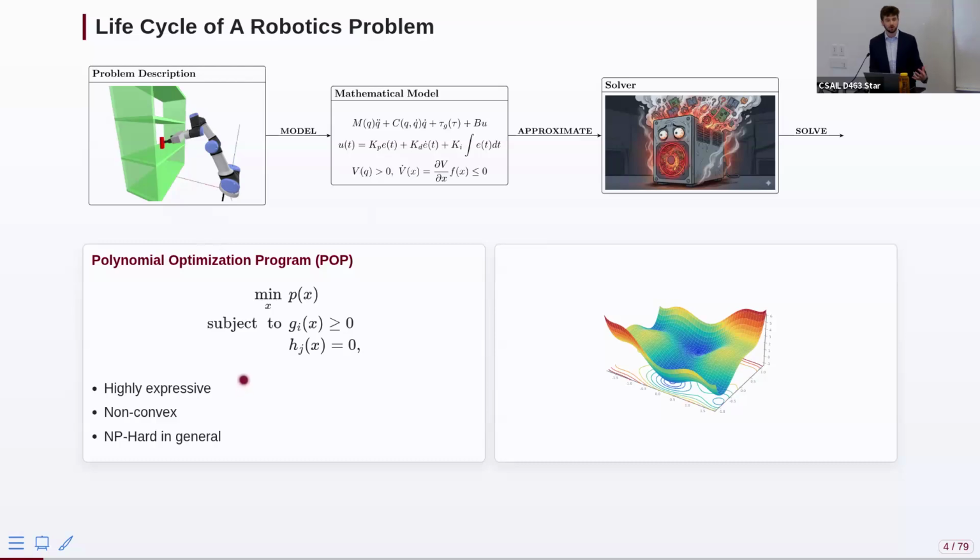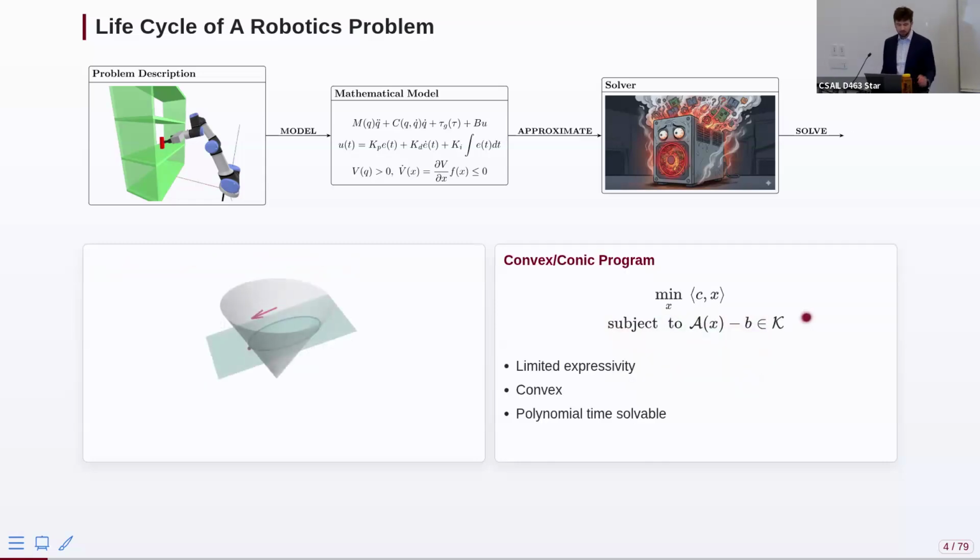I'm going to show you a bunch of robotics problems that can be modeled with this language. But the thing that's tricky about them is, since they're so expressive, they're really hard to optimize or get solutions out of. So they're non-convex and NP-hard in general. So polynomial programs can encode some pretty crazy-looking functions. And so that was sort of what makes them both good and bad.